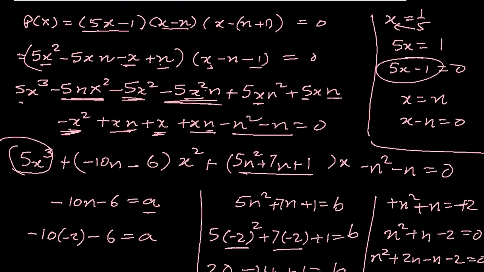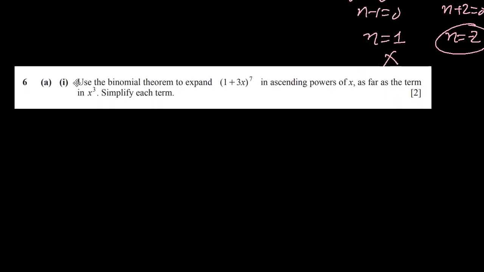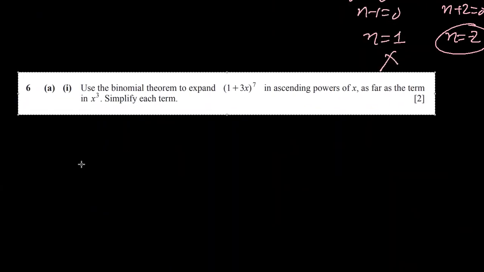Great. So what next? Use the binomial theorem to expand this. Okay, we can do that. In ascending powers of x, as far as the term in x cube, simplify each term. So binomial expansion is given in your formula sheet. So let's do that.